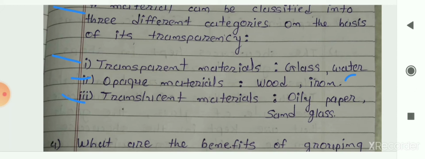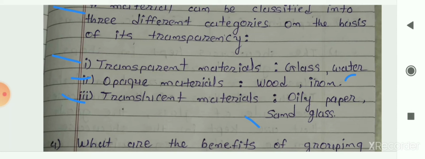Next is translucent material. So the objects or materials through which we can see but not clearly, those kind of materials or objects are known as the translucent materials or objects. The examples are oily paper and sand glass. Oily paper means a paper on which you are spreading the oil or you will find the oily patch. Through those kind of papers you can see the objects which are kept on the other side of that paper, but you cannot see them clearly. So oily paper is the translucent material.